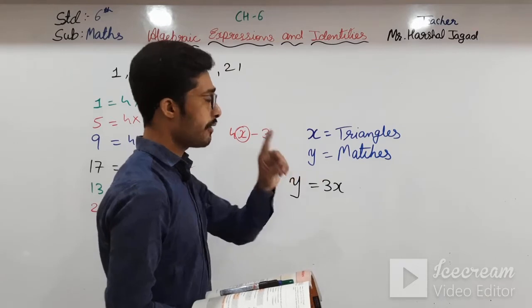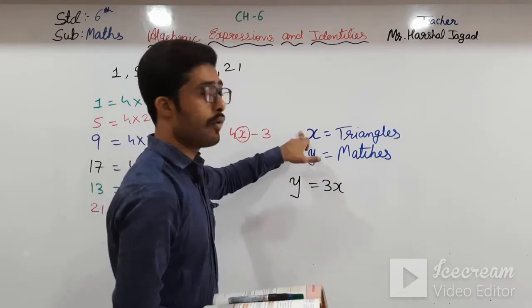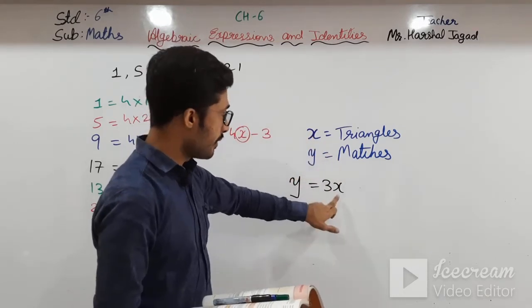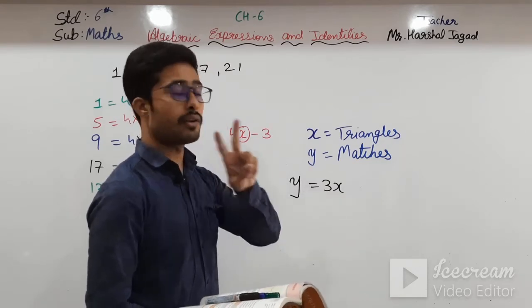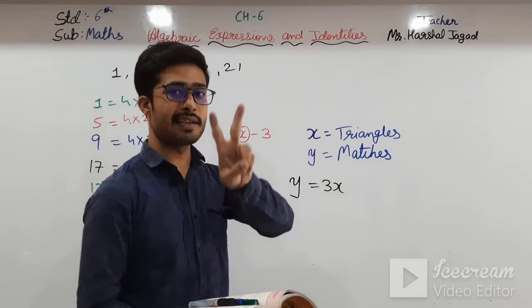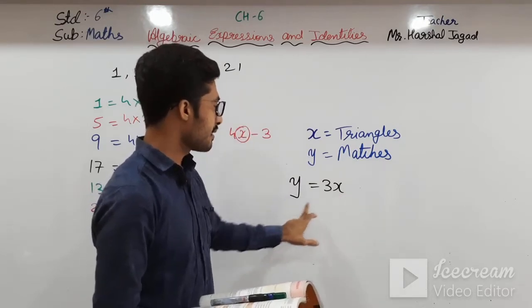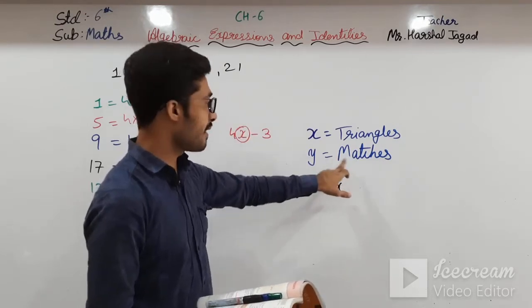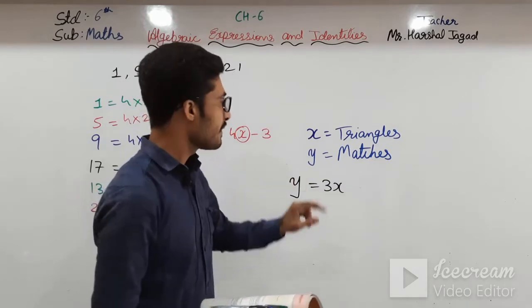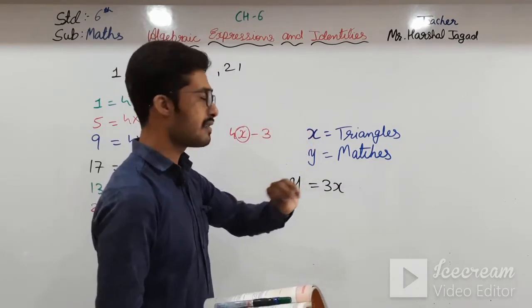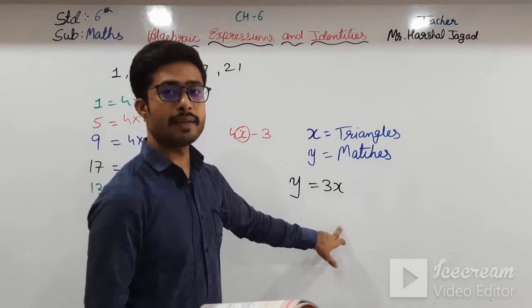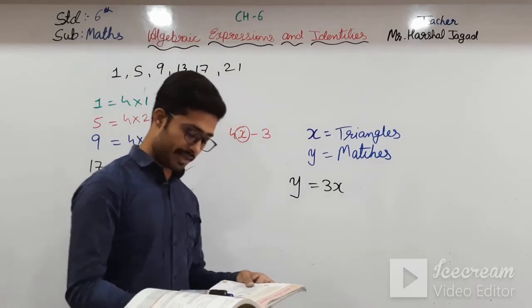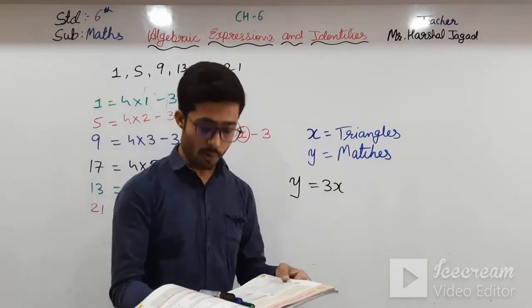If I want 1 triangle, then how many sticks are needed? So x is equal to 1, then sticks needed, 3 ones are 3. If I need 2 triangles, that is x is equal to 2, 3 2s are 6, y is equal to 6, means matchsticks is equal to 6. If I want to make 3 triangles, then 3 3s are 9. How many matchsticks? 9 matchsticks. Okay students, in that way there is example number 2.